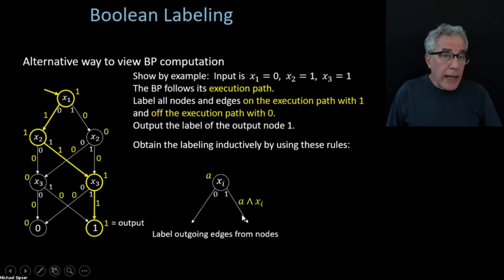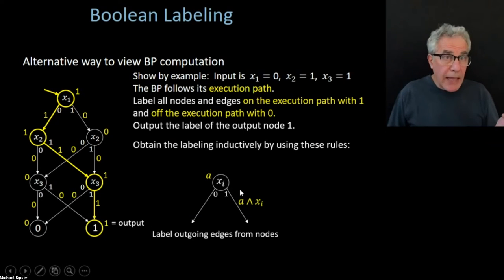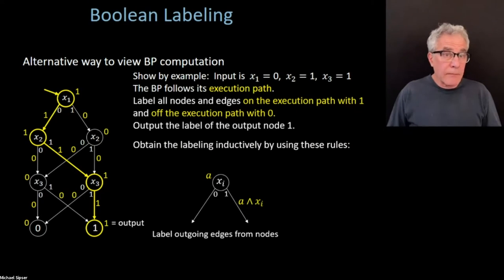I'm going to label the one edge A and the query variable. Why is that? Well, A is going to be either a 0 or a 1, and it's going to tell us whether or not the path entered that node. So if it's a 1, it entered that node. If it's 0, it didn't enter that node. The only way it's going to go down this branch here is if it did enter the xi node. If it didn't enter the xi node, there's no way it can go down this branch.